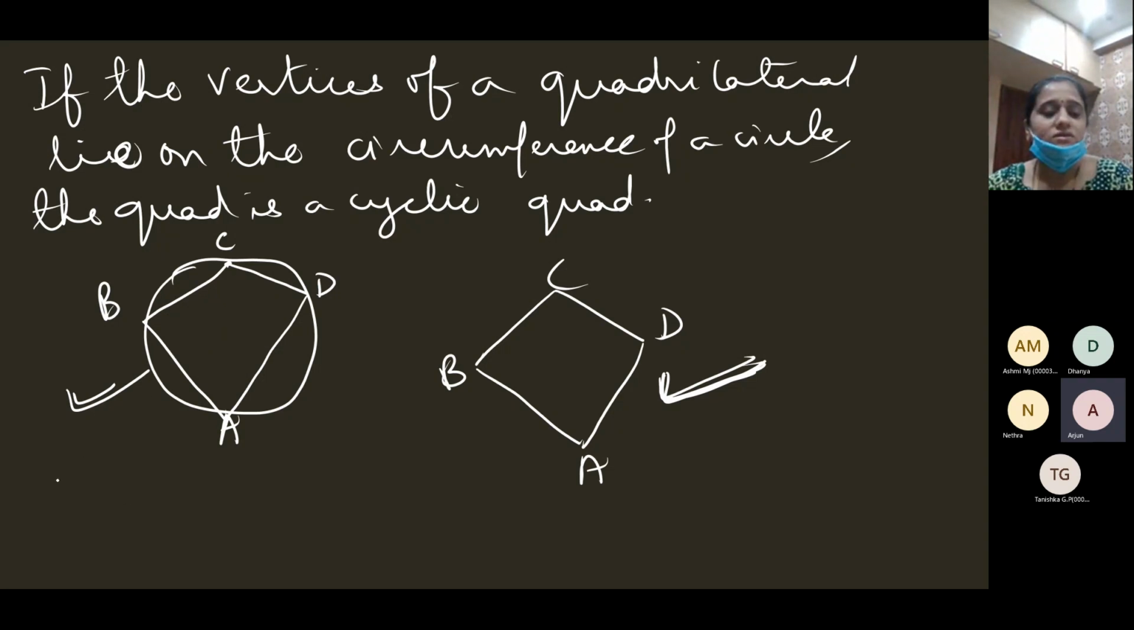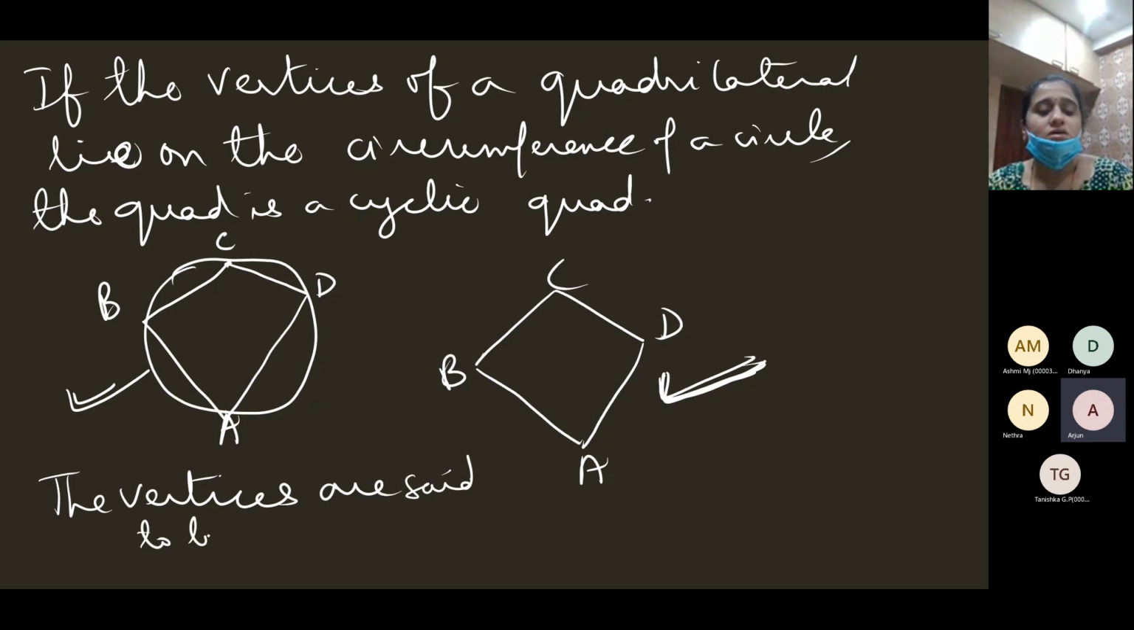The vertices are said to be concyclic. So if the vertices of a quadrilateral lie on the circumference of the circle, it's called a cyclic quadrilateral, and the vertices are said to be concyclic. A, B, C, and D are said to be concyclic. Take a screenshot.